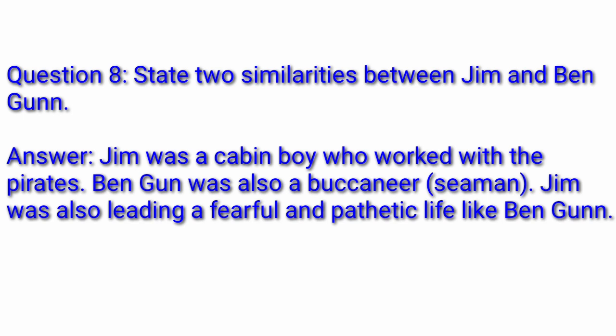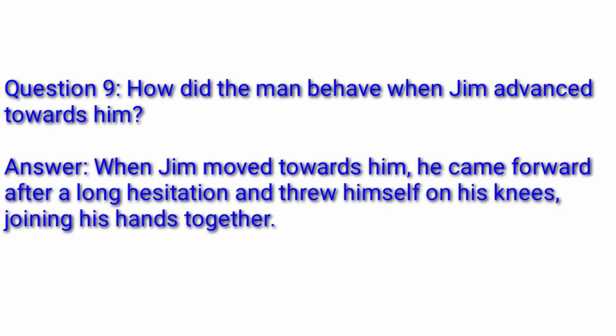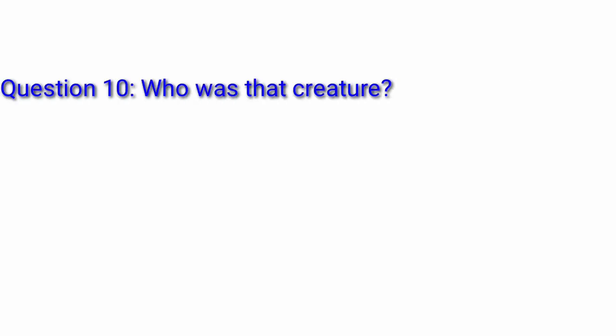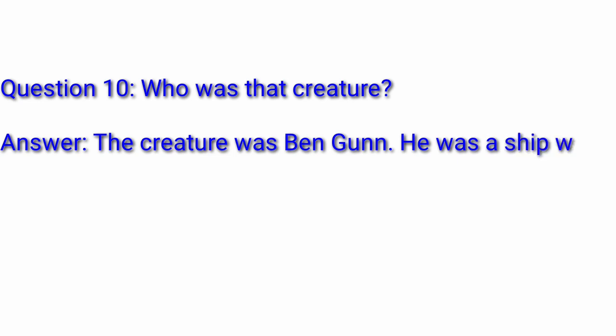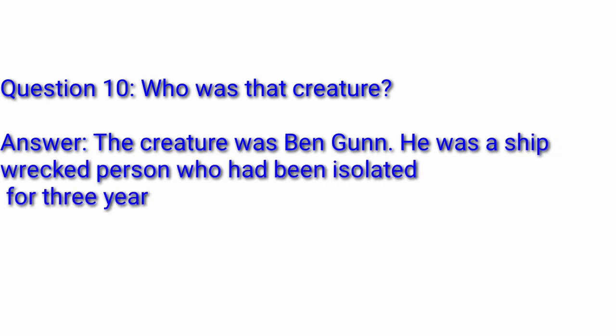Question number 9. How did the man behave when Jim advanced towards him? Answer: When Jim moved towards him, he came forward after a long hesitation and threw himself on his knees, joining his hands together. Question number 10. Who was that creature? Answer: The creature was Ben Gunn. He was a shipwrecked person who had been isolated for 3 years.